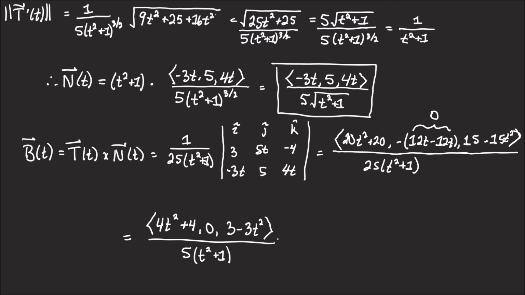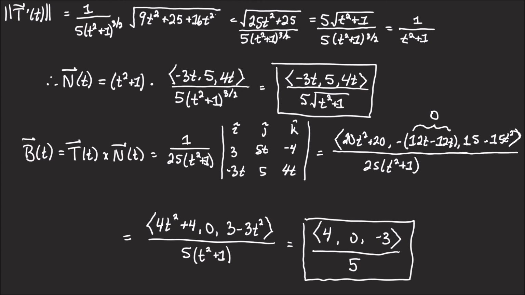Now, if we look, we factor out a 4 from the first, factor out a minus 3 from the last. Each term will then be left with a t squared plus 1, which will drop out with that denominator. And so we get the vector 4, 0, negative 3 over 5 as our binormal vector. And that concludes our study of the arc length and curvature, as well as the two new vectors, the unit normal and the binormal.